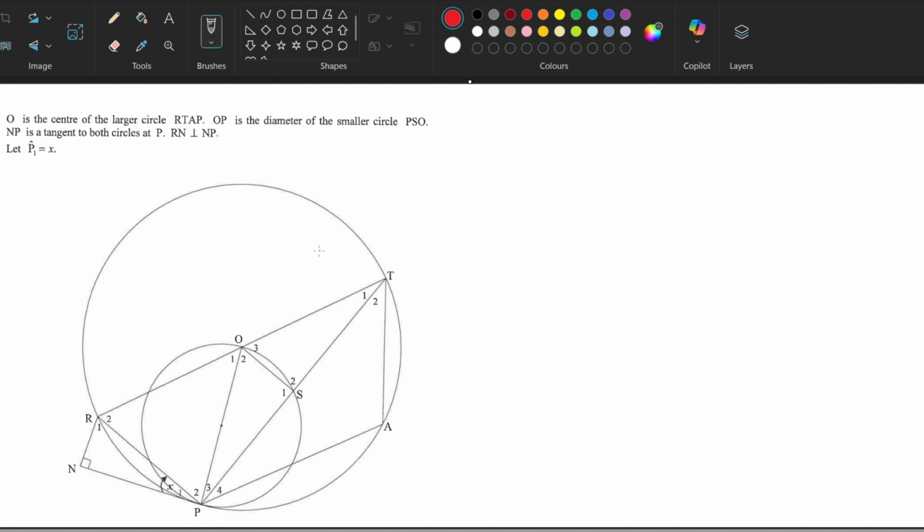They're saying O is the center of the larger circle RTAP, and OP is a diameter of the smaller circle. We have OP, which is this one, as the diameter of the smaller circle. What do we know about a diameter? A diameter subtends a 90-degree angle at the circumference. So you place your fingers at the ends of the diameter and take them to the circumference, and where they meet, that's the angle that equals 90 degrees. Hopefully we all know that.